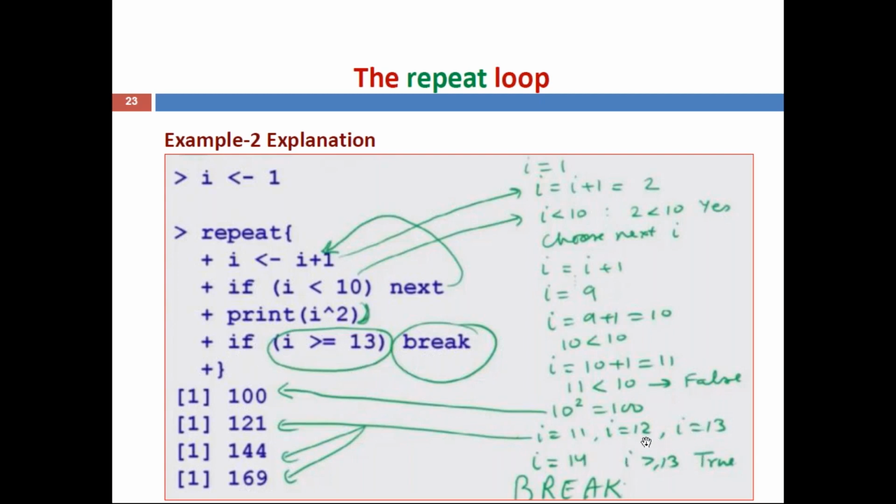Then whenever I equals 13 plus 1, 14, 14 is greater than 13, so this condition is true. It satisfies, then break. It terminates. So whenever the last if condition is true, it ends the repeat loop using break. But here next is choosing the next value to satisfy the condition I less than 10. Only values satisfying this condition are printed using print of I power 2. That's why the minimum value is 10. So this is how the next command is used.